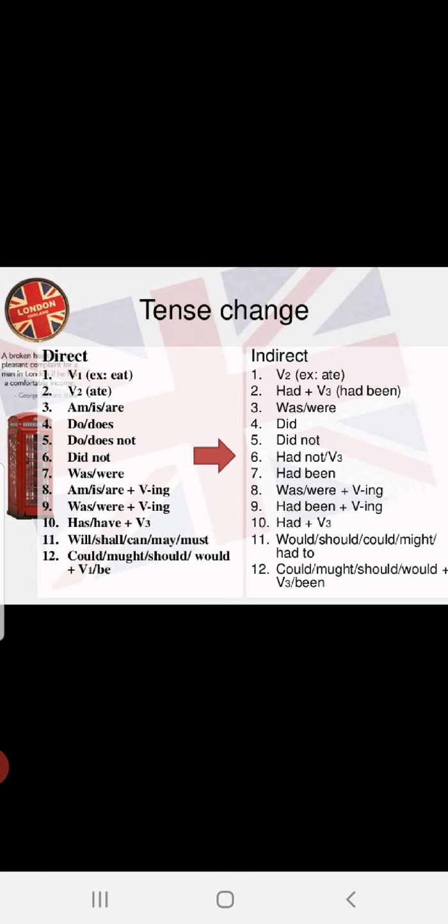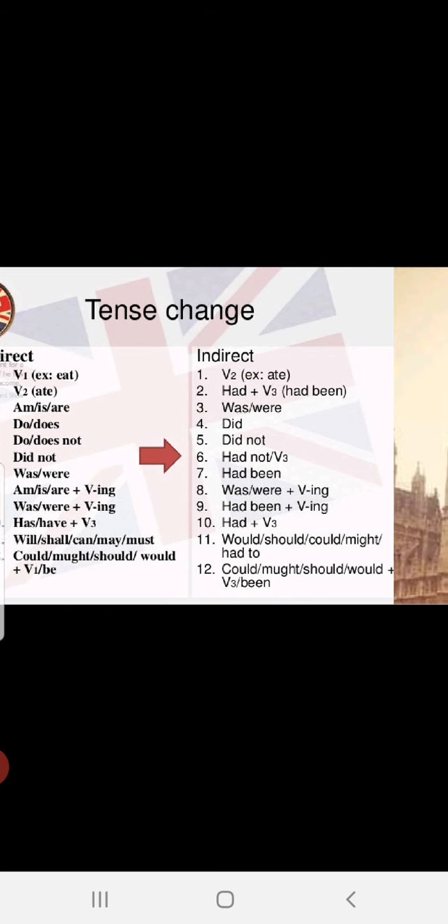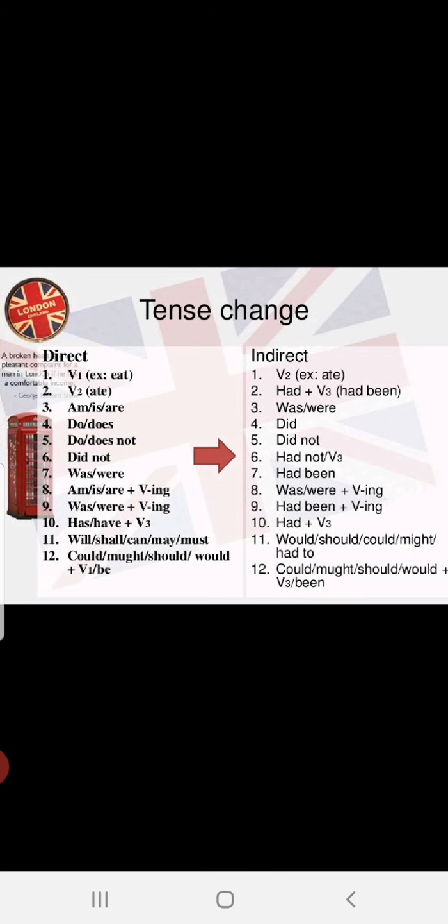Will, shall, can, must, may. In indirect speech, will will change to would, shall will change to should, can will change to could, must will change to might. Okay, fine. Now, next, could will be could only. Then here you can see might, M-I-G-H-T, will remain same. Should, would plus V1 or be form will change to V3 or been form. Okay, V1 or V3. This will change to V3 or been form.